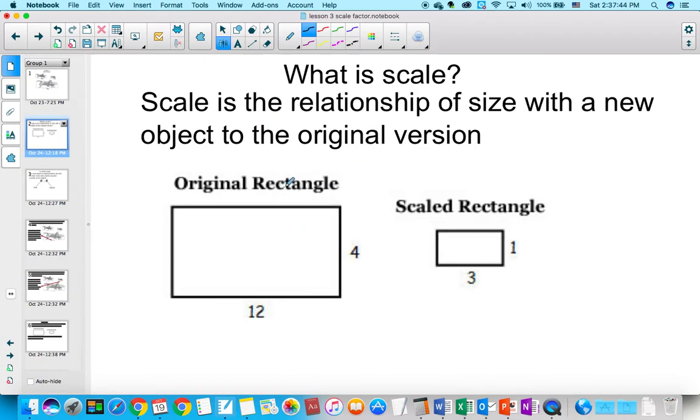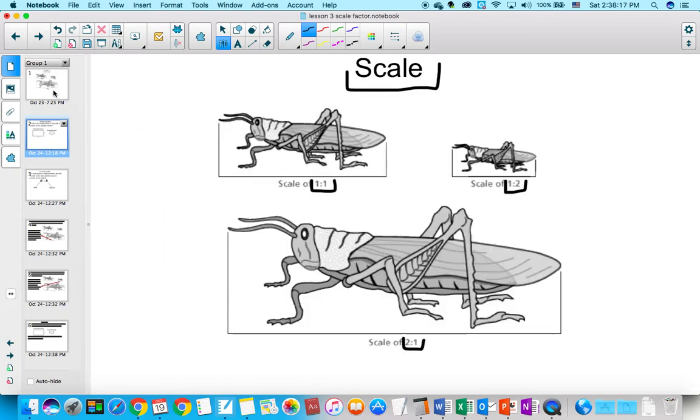So we have the original rectangle in this picture, and we have a scaled rectangle. In the original we have a length of 12 and a height of 4, and in the scaled rectangle we have a length of 3 and a height of 1. So what would the scale be of the scaled rectangle to the original rectangle? How would we represent the relationship of size from the scaled rectangle to the original rectangle, just like how this 2 to 1 ratio shows the relationship of the picture of the grasshopper to the original size of the grasshopper, right?